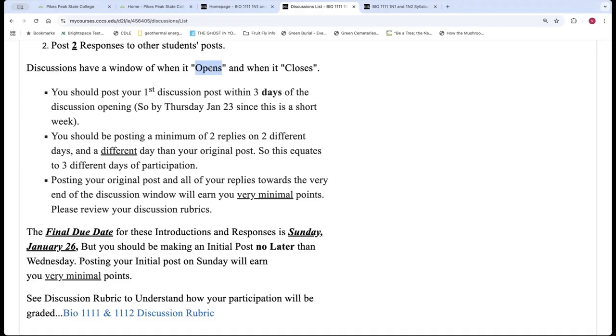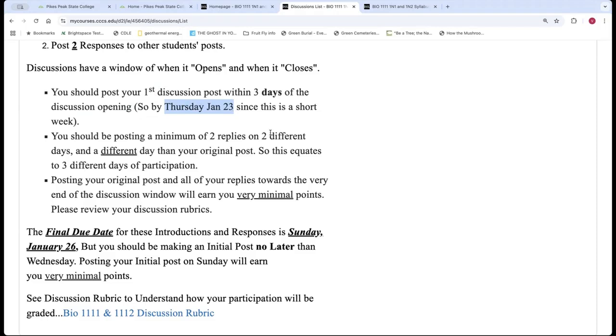This semester, we are not in class on Monday. It's going to open one day late. It's going to open on Tuesday. No worries. So with that, you should be posting your first discussion post within 3 days of the discussion opening. Because it's a late week, it's a short week. If it opens on Tuesday, Thursday is the third day. You got Tuesday, Wednesday, and Thursday. That's 3 days to get your discussion post in.